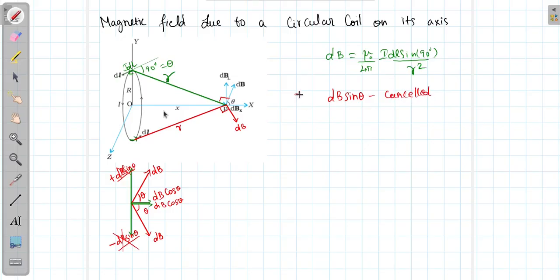Similarly, the components dB cos theta get added. Therefore, the total magnetic field is equal to the integral of dB cos theta from 0 to 2 pi r.